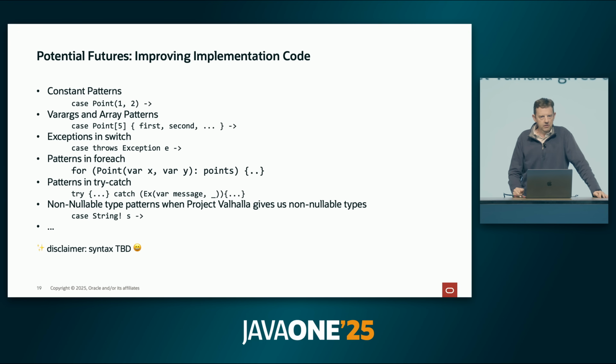Var args and array patterns, some way to work with variable length lists of things where you don't know exactly how many components there are. Exceptions in switch. Sometimes a switch throws an exception when it is computing the input, and it could be useful to be able to handle the thrown exception as just another case. Patterns in for each, patterns in try catch.